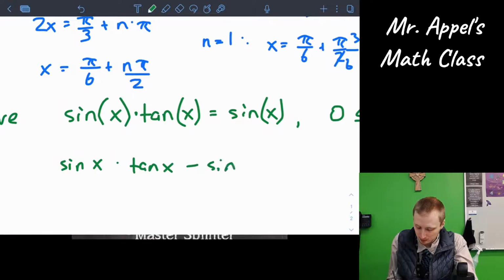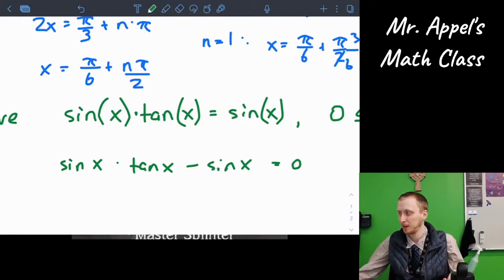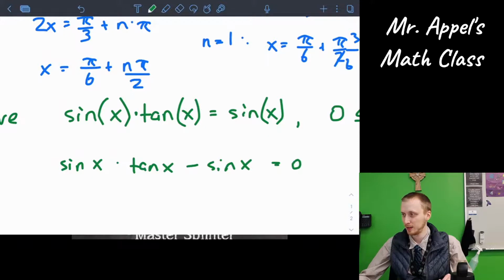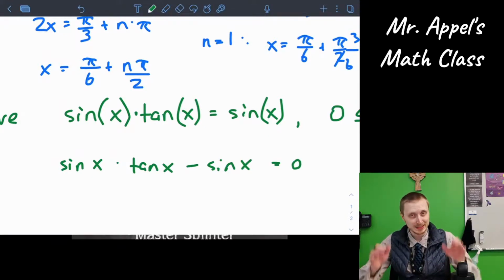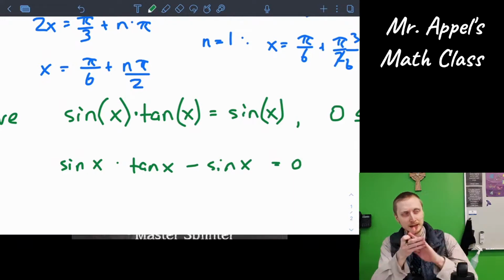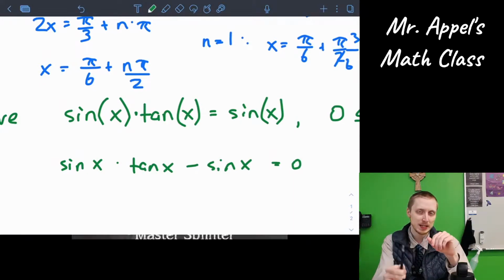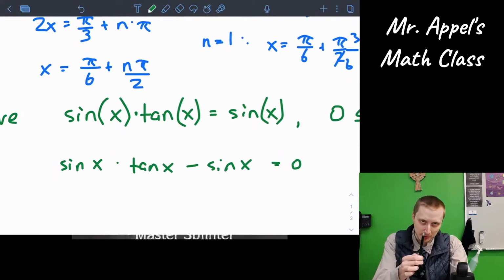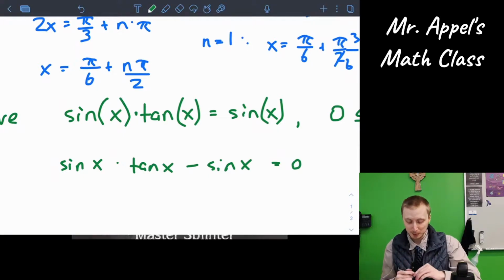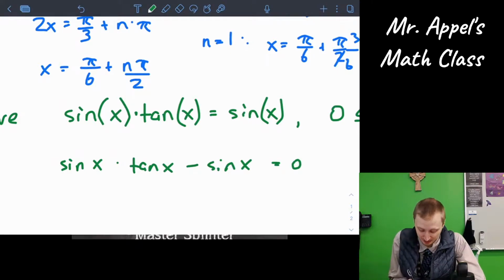Minus sine x equals 0. Why is this helpful? Might not seem obvious. But this is the old algebra standby that is going to carry you through, especially in calculus. When in doubt, factor it out, right? Because now I can factor out the sine x, okay?